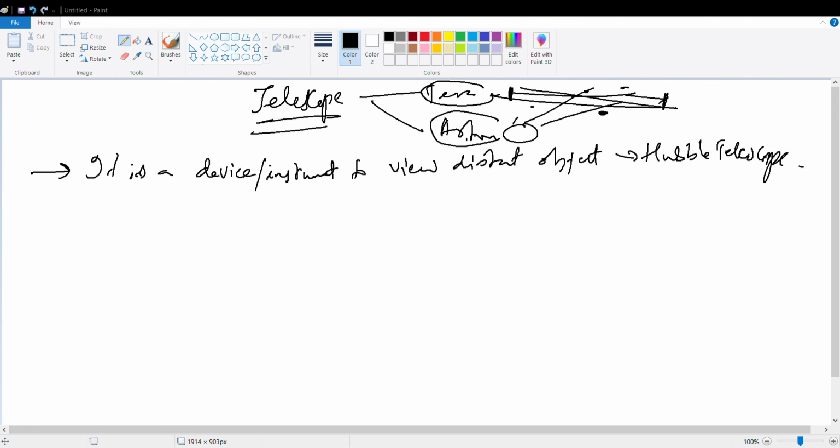Now, this magnified and inverted virtual image becomes an object for the eye lens. The focus of the object A1B1 is adjusted by the eyepiece. Then, the eyepiece forms a magnified virtual image A2B2 of the object at the least distance of distinct vision, which is 25 centimeters for a normal human eye.